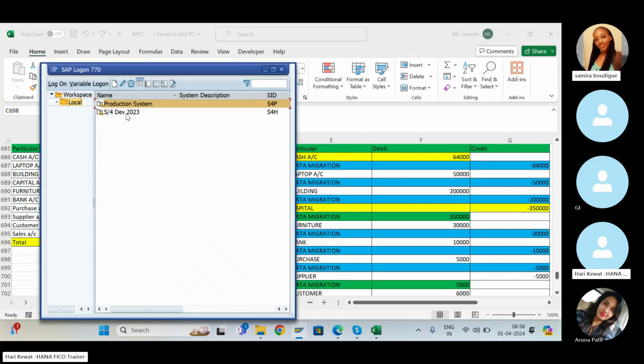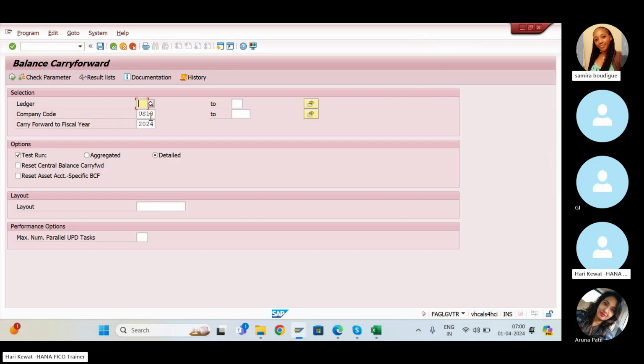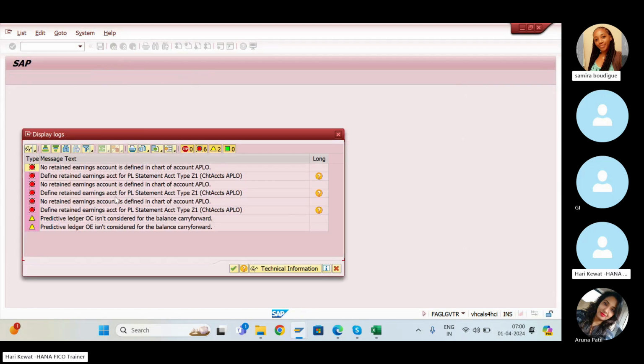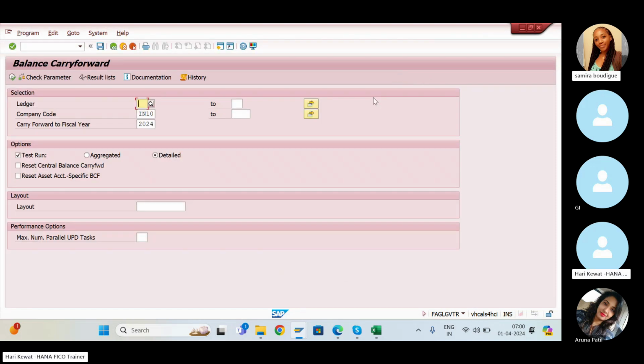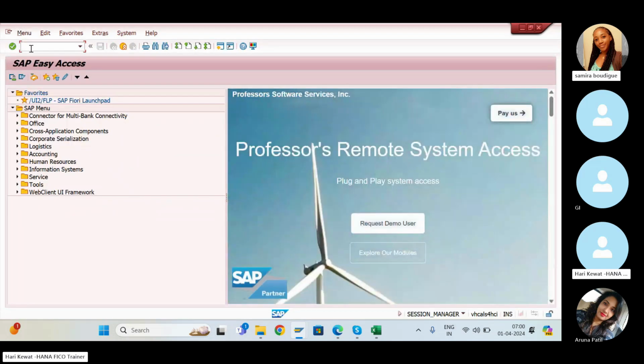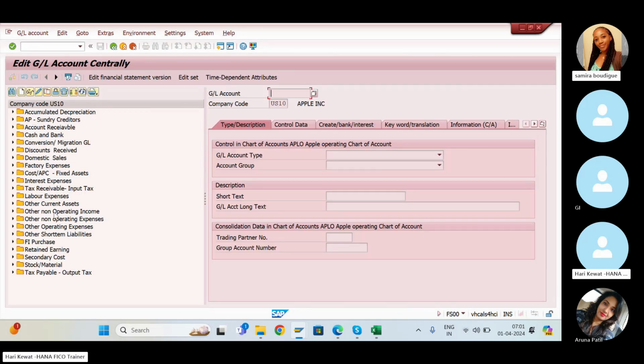I'll show you a company where I can perform the year end. Let me see if I have any company code. See, here also I'm getting an error: retained earnings is not created. Let me quickly create the retained earnings GL. It is asking for the retained earnings GL because it is trying to carry forward the difference between revenue GL and expense GL into the retained earnings account. But that retained earnings GL itself is not created, so it is giving me an error.